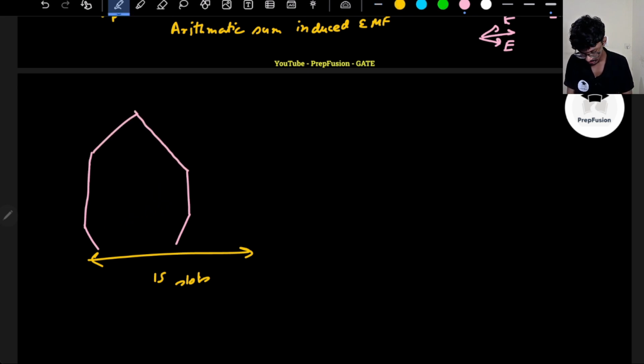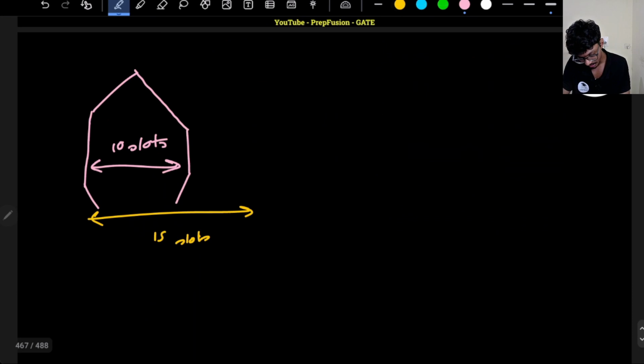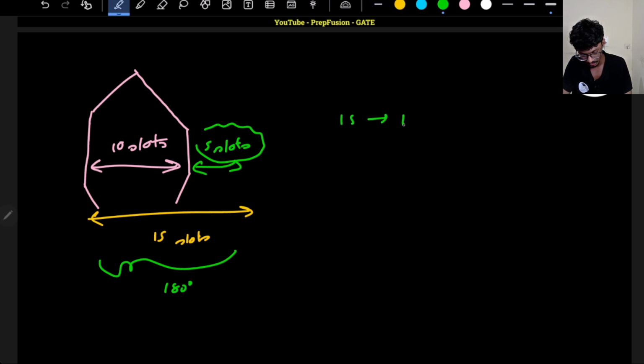Each coil is covering 10 slots, right? That is given in the question. So what will be the remaining portion? 5 slots is the portion by which the coil span is chorded. I know these 15 slots are a whole pole span, which is 180 degrees. So how much angle will 5 slots be? 15 is 180, so 5 will be 60. So I got my alpha. Alpha will be 60 degrees.